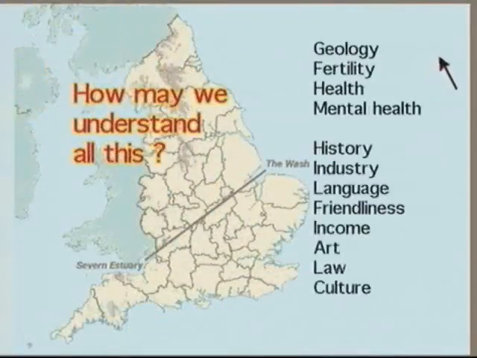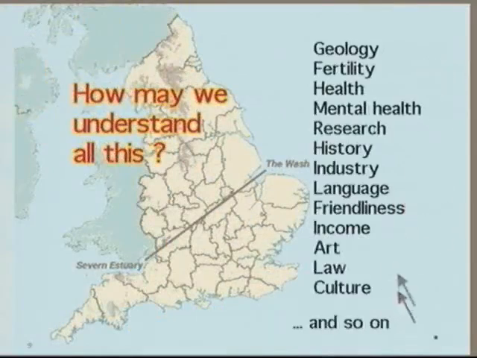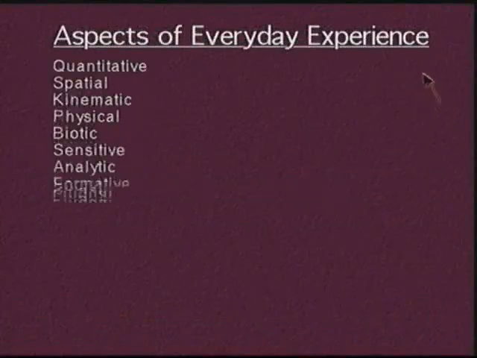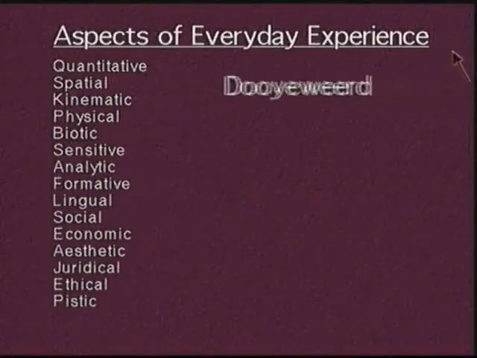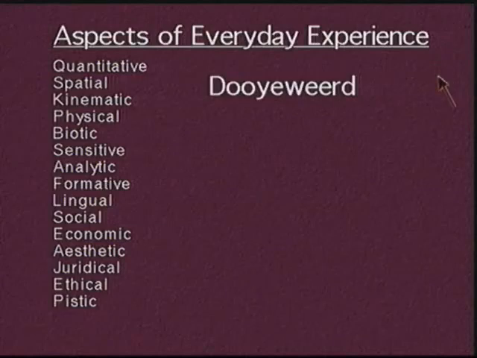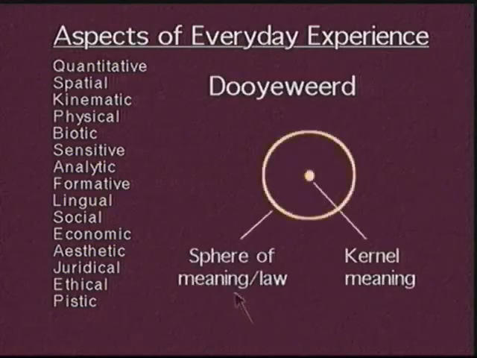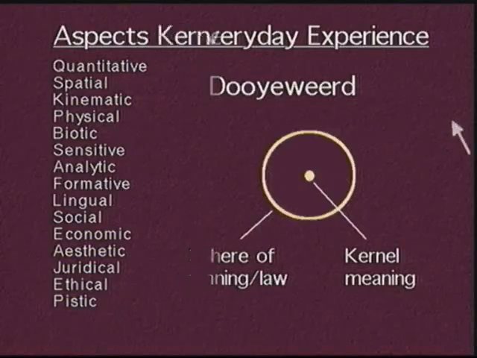So how are we going to understand all these things that we've been talking about: geology and fertility and health and mental health and research, and history and industry and language and friendliness and income and art and law and culture and so on, injustice? Here I'm going to introduce you to the aspects of everyday experience by the Dutch thinker Herman Dooyeweerd. Each aspect is a sphere of meaning and sphere of law, and has a kernel meaning and a constellation of meaning around it. Each is an irreducibly distinct sphere of meaning.